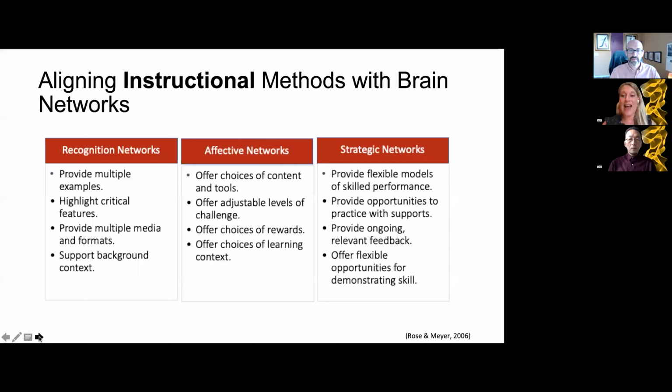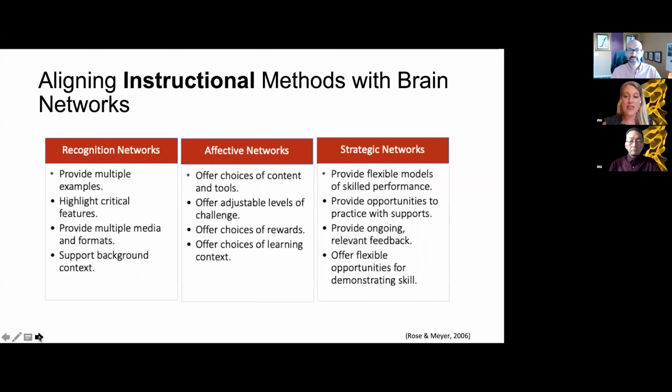The next network is the affective network. This is the why of learning. It fuels motivation for our students and supports students in establishing their priorities. Ways that faculty can engage within this network are to offer our students choices on maybe the content that they're studying or the tools they use to do so.